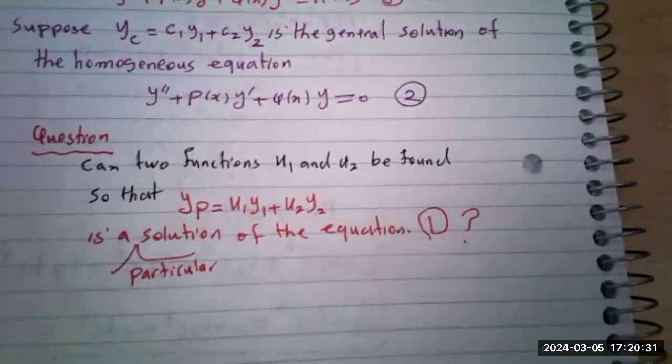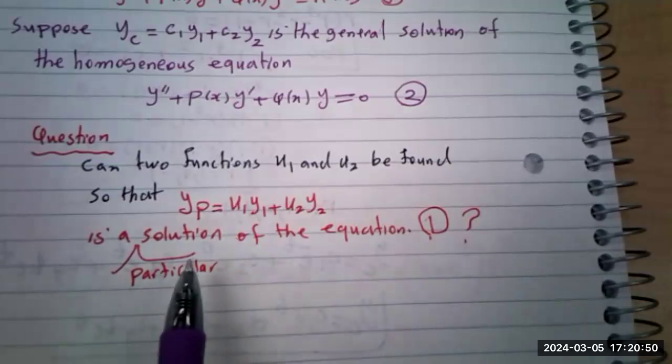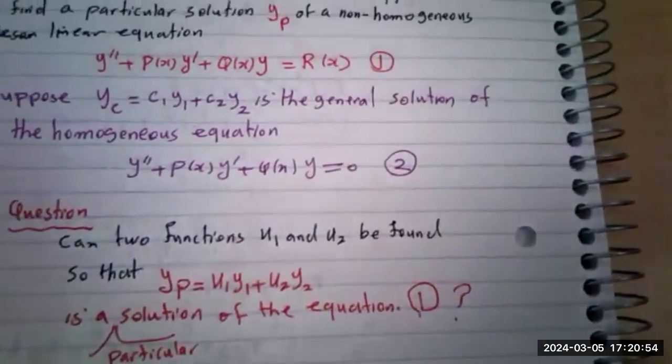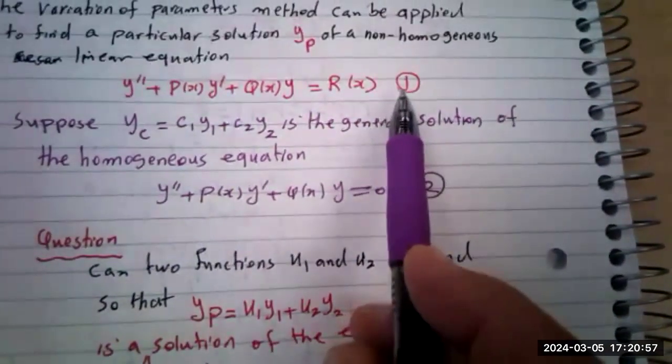We want to investigate under what condition you can find the U1 and U2, so that this combination is going to be a particular solution of your equation. Now we are going to investigate what condition we need. I want it to be a solution of the equation, so I would like to plug it into this equation number 1.